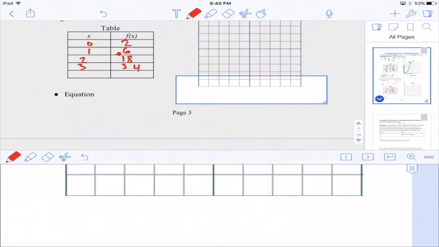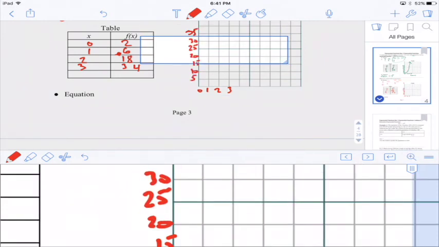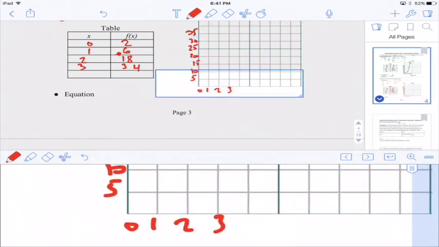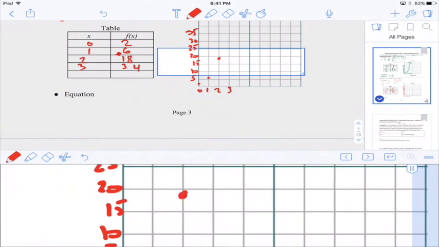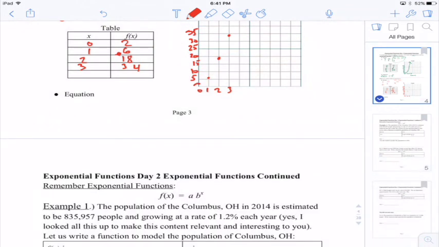We can graph it again. So 0, 1, 2, 3. That's plenty. We'll count by 5s again. So at 0, we had 2. At 1, we had 6. At 2, we had 18. And at 3, we had 54. So our function still has that same shape, but it's going up a little quicker because we started with 2.